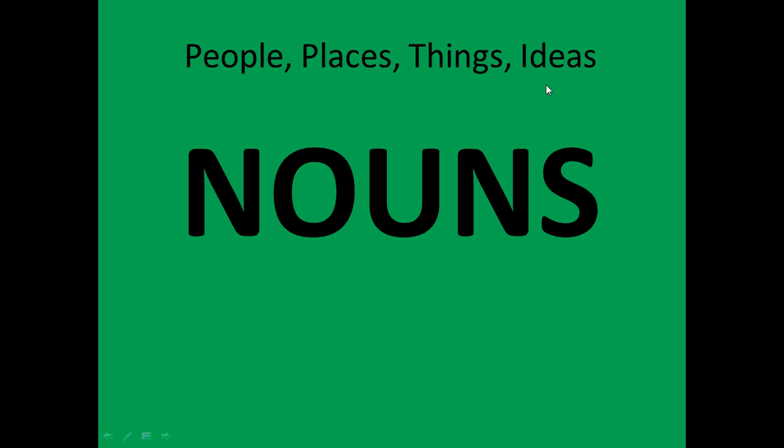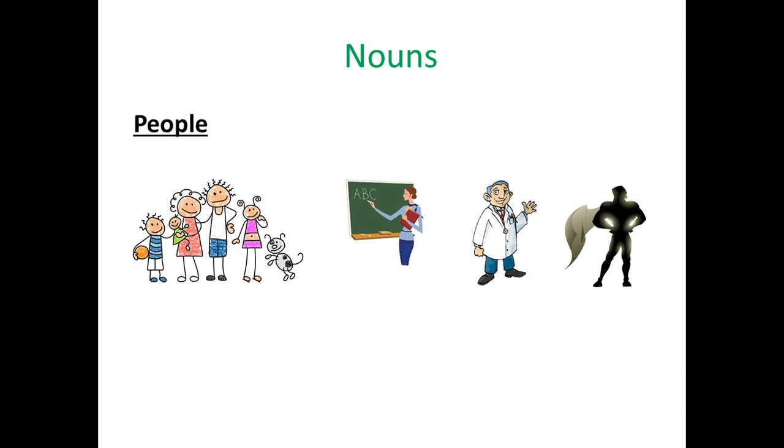You probably remember nouns as being people, places, or things. These are things that you can actually see or touch. But nouns can also be ideas, which we'll talk about later. First, let's talk about people. People like mom, dad, teacher, doctor, and hero are all nouns. If you look around the room, you can see some more nouns. Girl, boy, friend. All of these names for people are considered nouns.